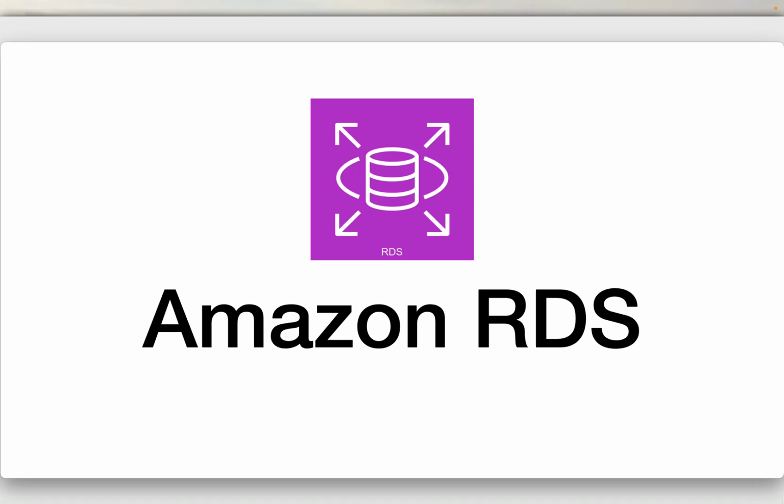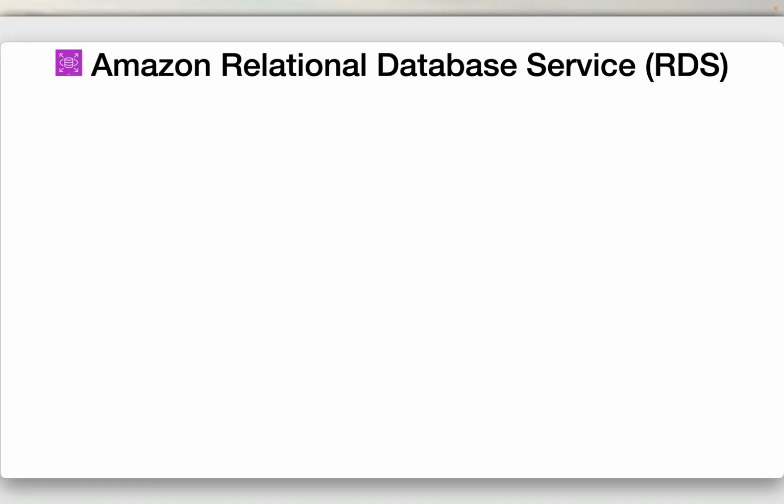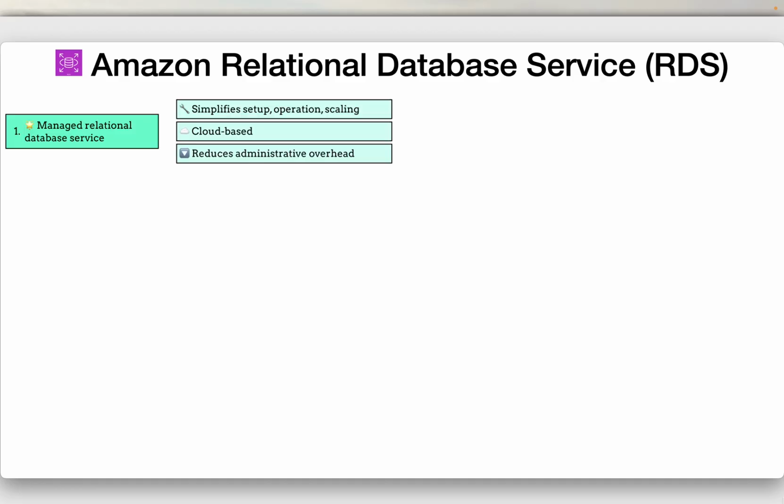Hello everyone and welcome to the lecture on Amazon RDS, Relational Database Service. So Amazon Relational Database Service, first, it's a managed relational database service, and Amazon RDS simplifies the setup, operation and scaling of relational databases in the cloud, reducing administrative overhead.